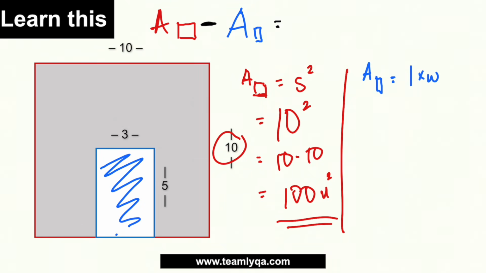So, ang gagawin natin would be yung 3 times 5 or pwede ding 5 times 3. Interchangeable naman yan. That would give us 15. So, 15 units squared. Okay?